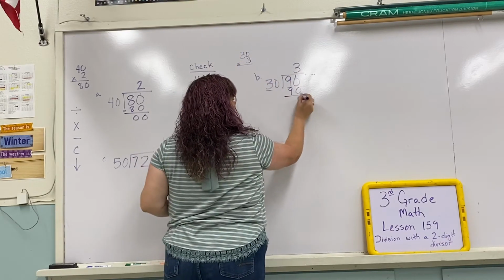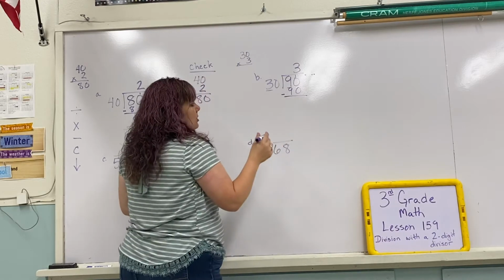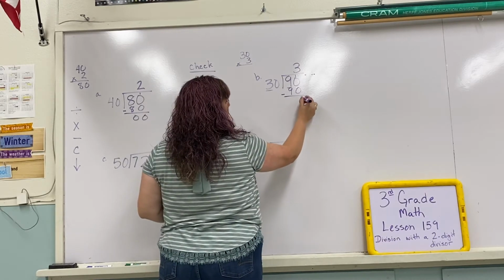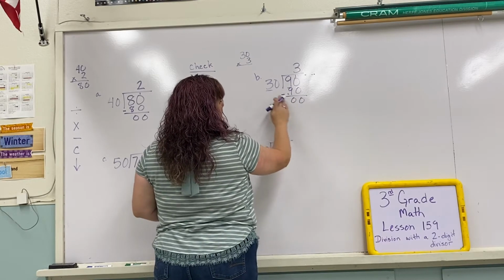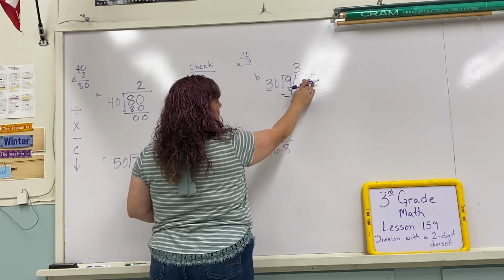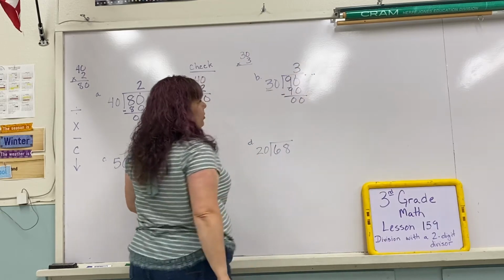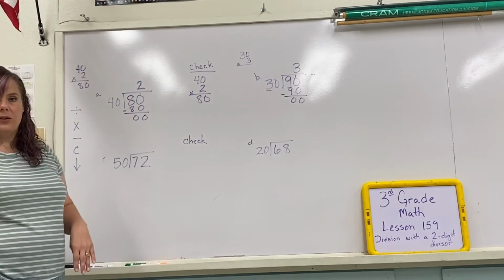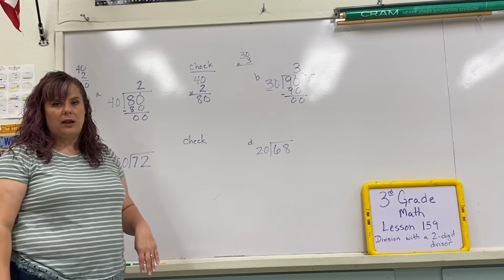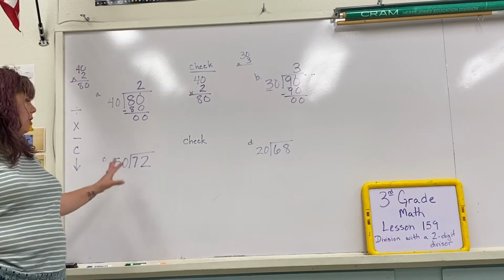Okay, now we're on to our subtraction. 0 take away 0 is 0. 9 take away 9 is 0. Compare, it's smaller, nothing to bring down. We're done, okay? All right, pause me if you didn't finish that, if I went too fast for you, and unpause me when you're ready to go on to C.